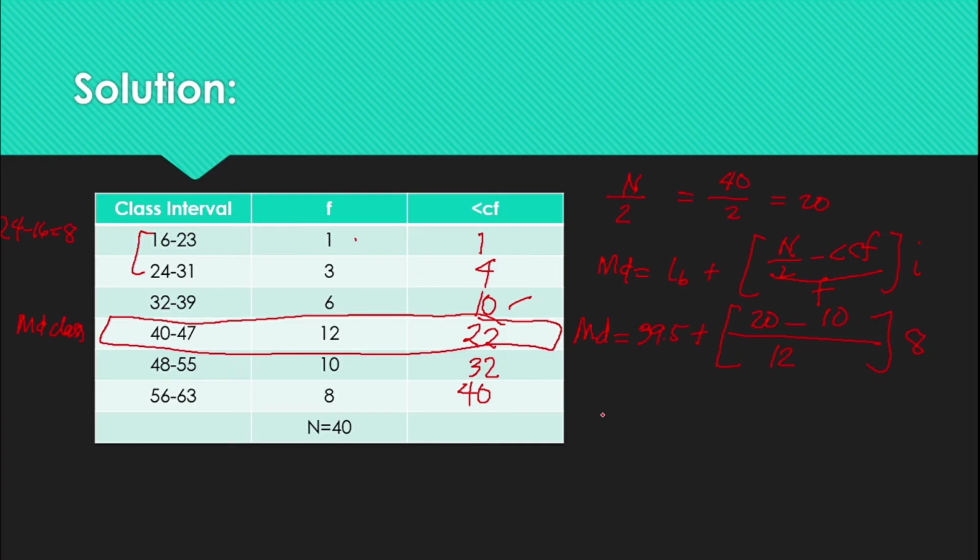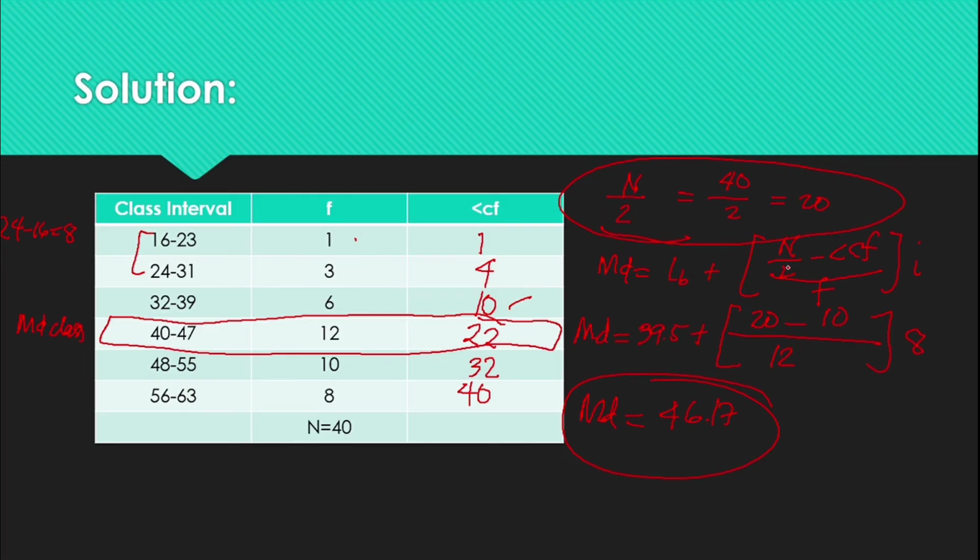By just computing using your calculator, our MD is 39.5 plus 20 minus 10 divided by 12, times 8. The result is 46.17. So 46.17 is the median of the given frequency distribution. That's how to find the median. Again, the first step is to determine the median class.